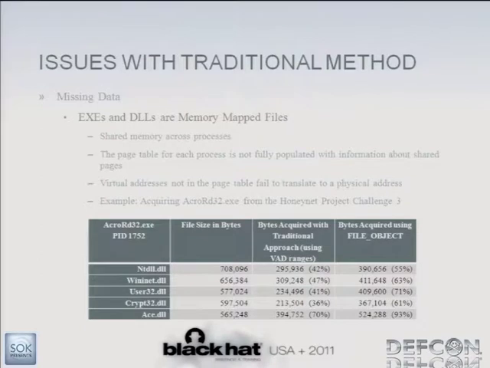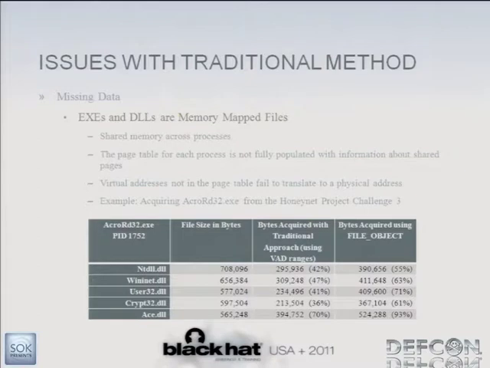And here's an example of taking the HoneyNet project challenge 3. If you're familiar with that, that was a memory image. Came out about a year and a half ago. I acquired these files out of the memory image, and there I just chose five at random. And you see the file size there in the first column, and then the bytes acquired with the traditional approach. So that's using the VADs, a starting virtual address, ending virtual address, and using the DTB of the process to acquire it. And that's how much of the file that we could acquire.